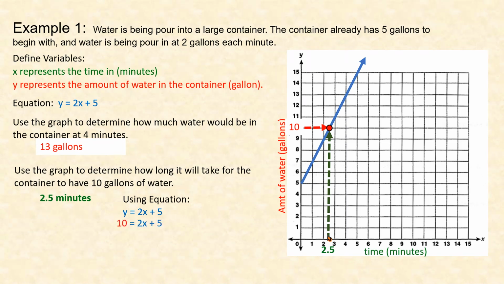So I have 10 is equal to 2x plus 5, and I solve for x. So I subtract 5 on each side. I have 5 equals 2x. Divided by 2, I have x is equal to 2.5. So our estimation is basically on point. It's at 2.5 minutes. Okay.